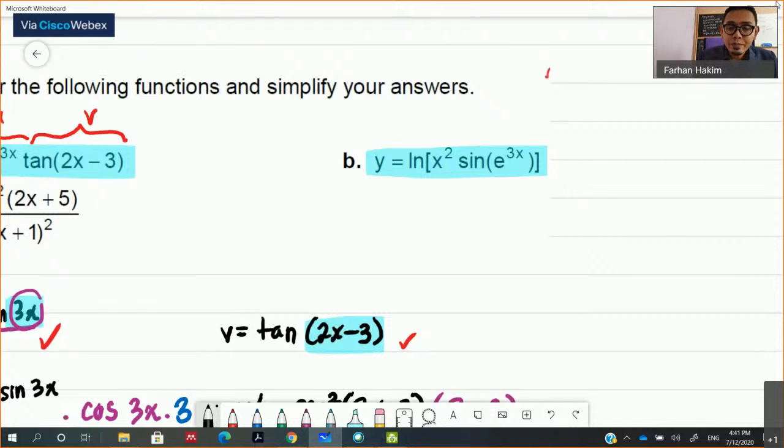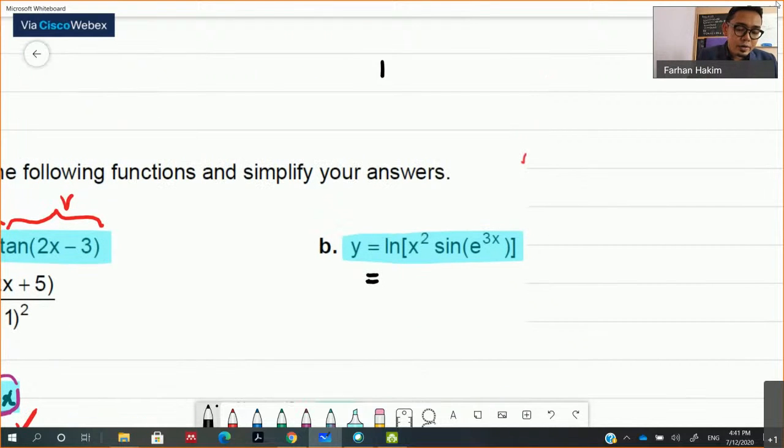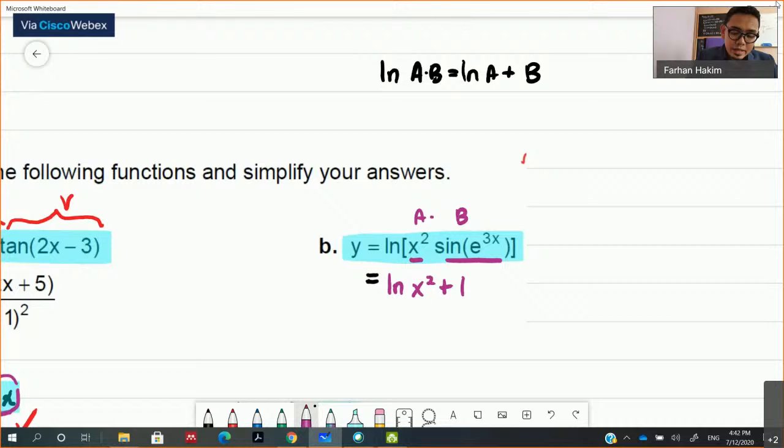All right, before we could differentiate this, we should use the properties of ln. So we know that if we have ln of a multiplied with b, we'll have actually ln a plus ln b. So in this case, we'll just treat this as a and this part as b. All right, so this is a multiplied with b, so that will give us ln of x squared plus ln of sine of e to the power of 3x, something like this. All right, so this one is easy for us to differentiate.